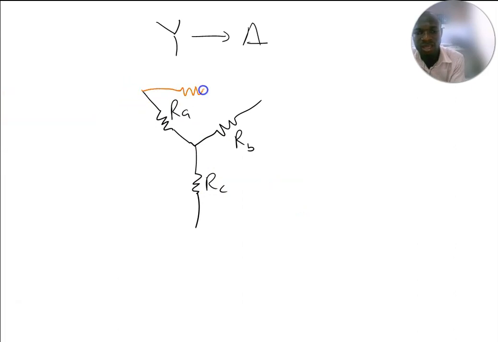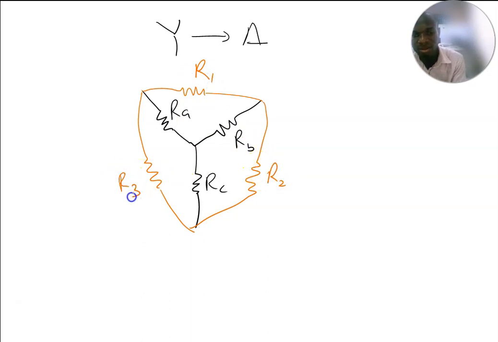Once I have this, I'll draw a delta around it. So I have a delta here, one delta resistor here, another delta resistor here, and another delta resistor here. Let's call this one R1, this one R2, and this R3. So how do you find R1?